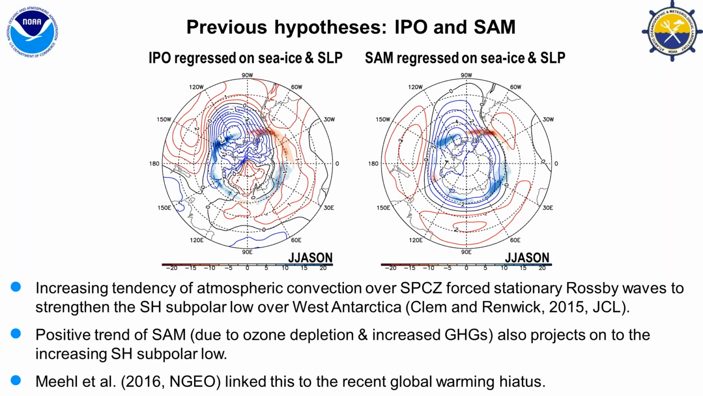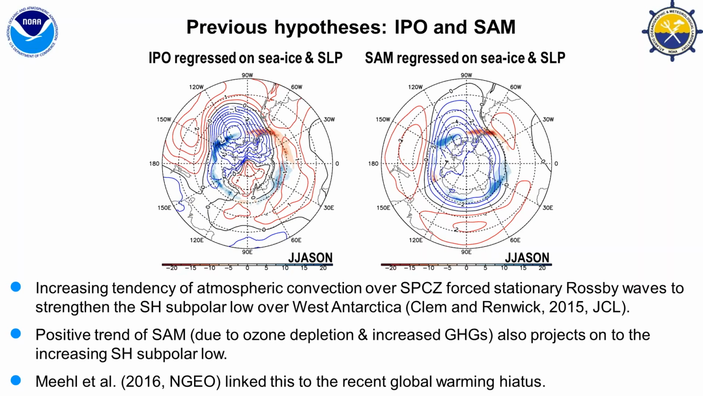So the basic argument is that the tropical Pacific could actually create this Rossby atmospheric wave that propagates this way, and increases the southern hemisphere's polar low over West Antarctica. But if you do the same kind of calculation with the SAM, the Southern Annular Mode, you see something very similar. The regression pattern is very similar. You see the southern hemisphere polar low over West Antarctica strengthened, and the sea ice regression is also somewhat consistent with the trend that I showed you earlier.